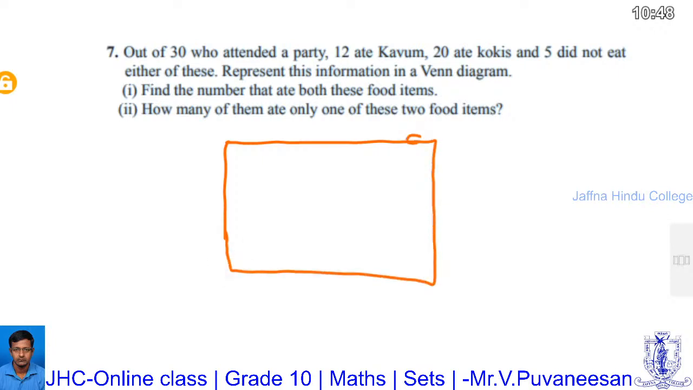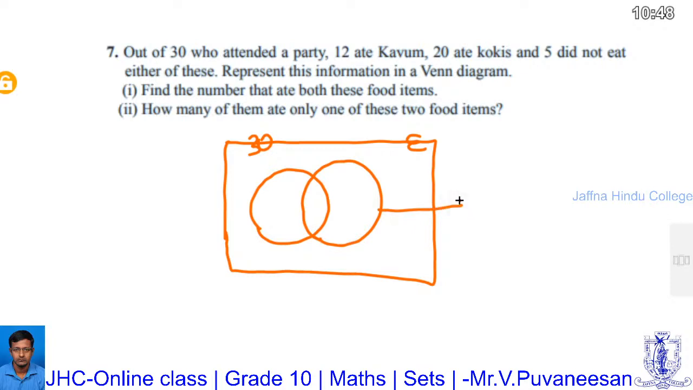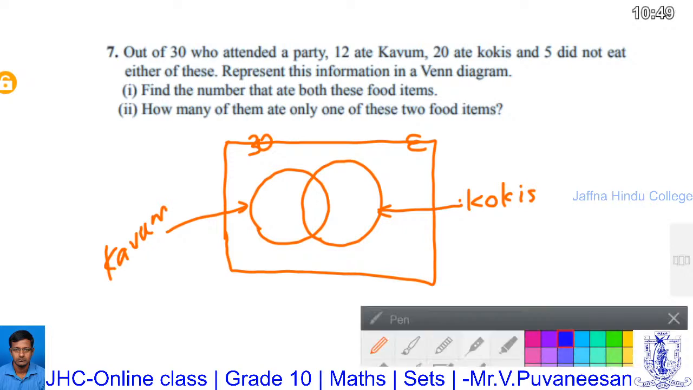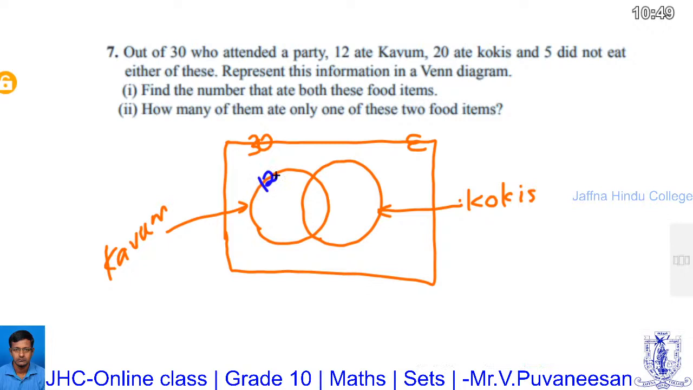In the universal set, 30 who attend a party. This is kavum, and this is cookies. 12 ate kavum, so we can put 12 on the kavum circle. 20 ate cookies, so on the cookie circle we can put 20.